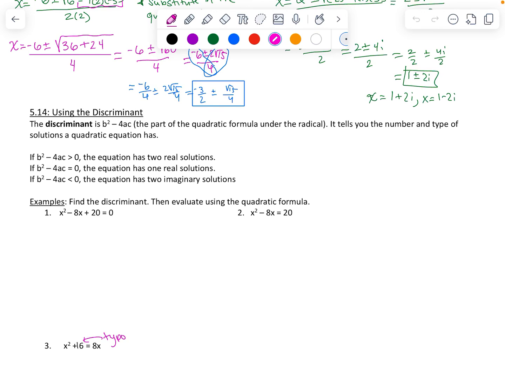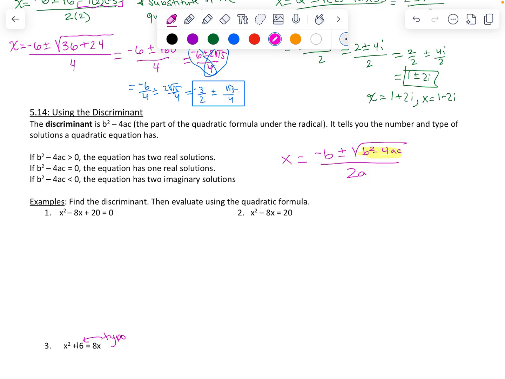So I'm going to talk a little today about what's called the discriminant. Last class, we learned about the quadratic formula. And just a reminder, it is x equals negative b plus or minus the square root of b squared minus 4ac all over 2a. So the discriminant is this thing that is inside of the root, the b squared minus 4ac.